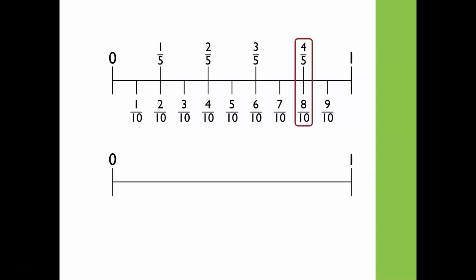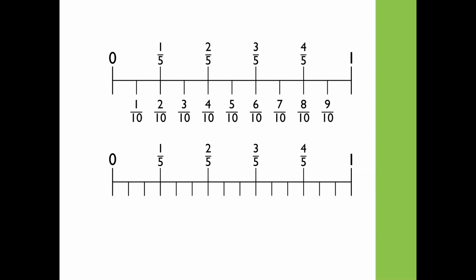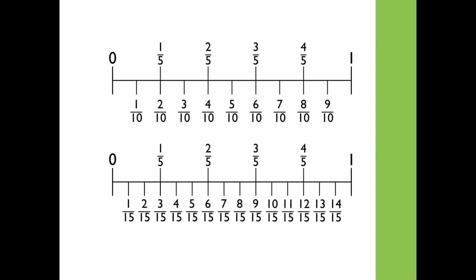Now let's look and see what happens if we take the same number line and again divide it into fifths, but this time we divide each one of the sections by 3. So now our number line shows 15 sections, or 15ths. Notice this time that 1/5 is equivalent to 3/15. 3/5 will be equivalent to 9/15.